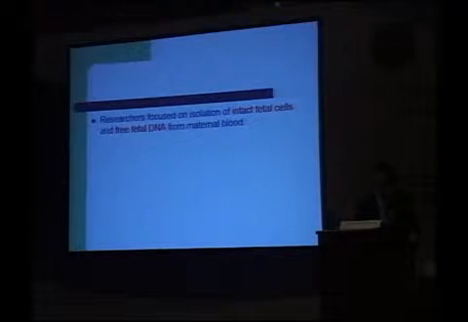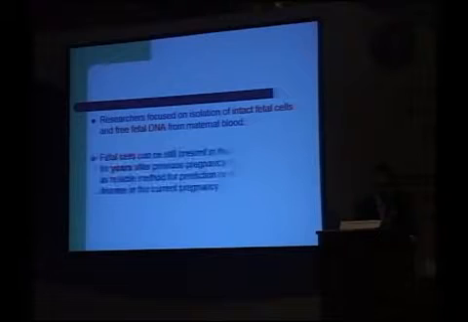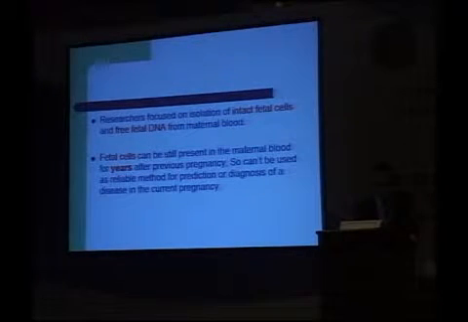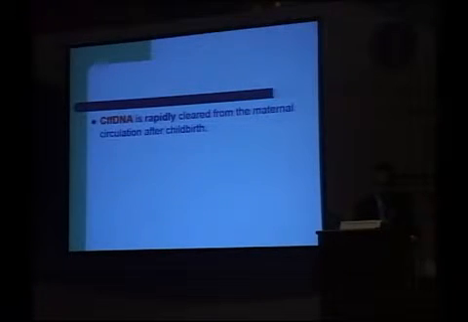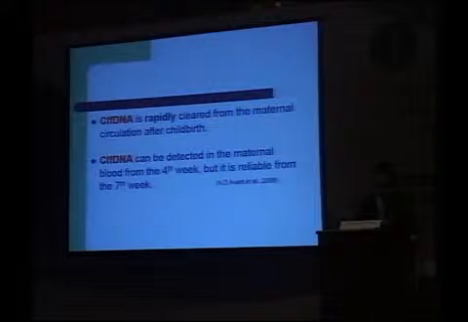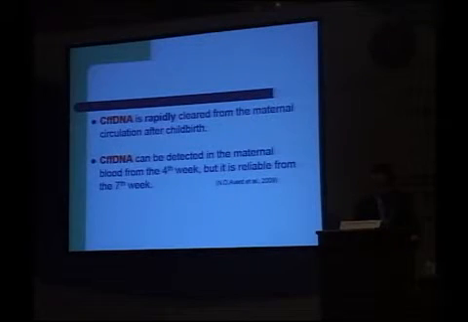Many researchers focused on isolation of fetal cells and free fetal DNA in the maternal blood. However, fetal cells can still be present in the maternal blood for years, so they are not reliable for diagnosis of any disease in the current pregnancy. Cell-free fetal DNA is rapidly cleared from the maternal circulation after childbirth. We can detect free fetal DNA from the 4th week. However, it is reliable from the 7th week.